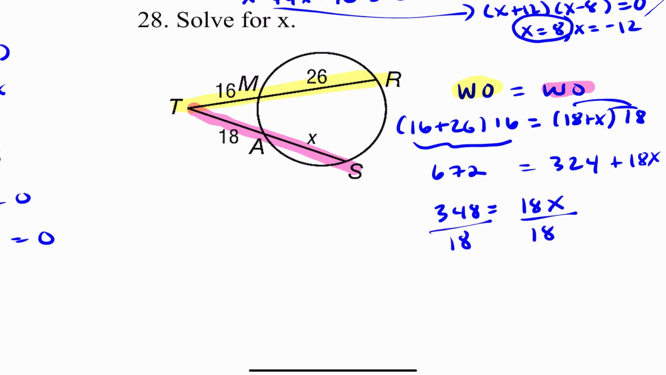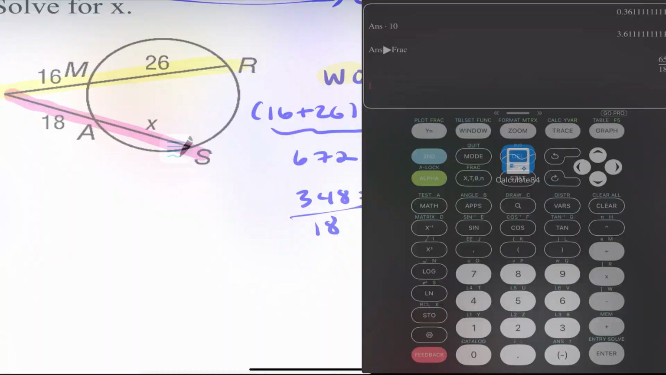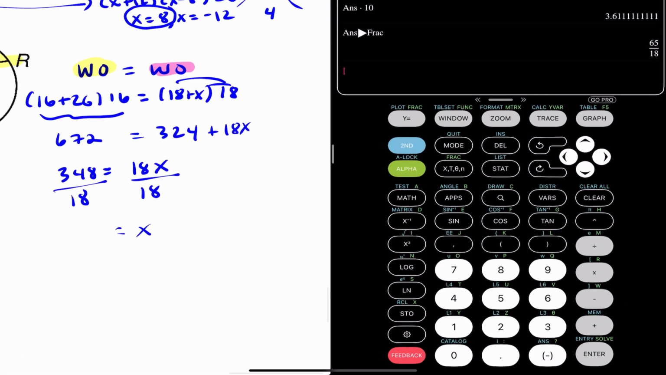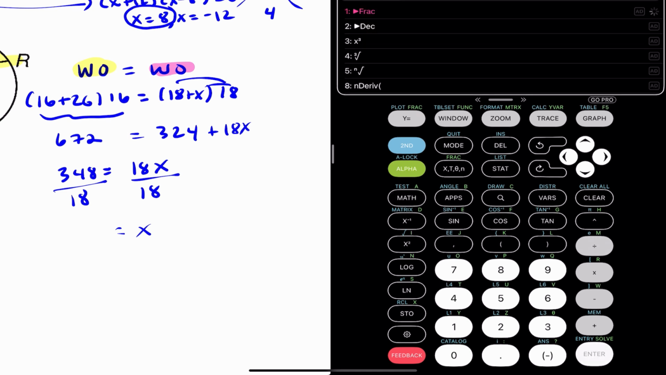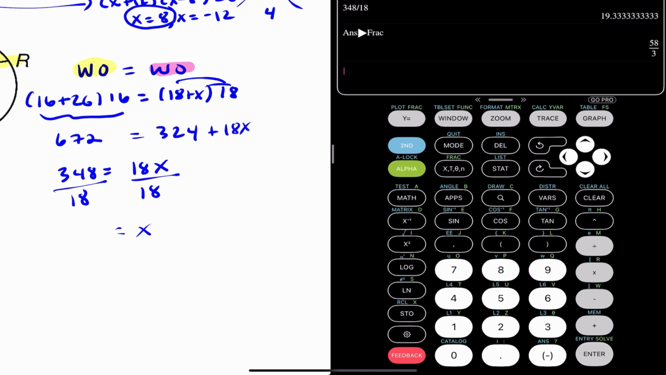So you get x is equal to 348 over 18. I'm going to simplify that by putting it in my calculator and pressing math enter. So 348 divided by 18, math enter. So x is equal to 58 over 3, or you can say it's 19.33 repeating.